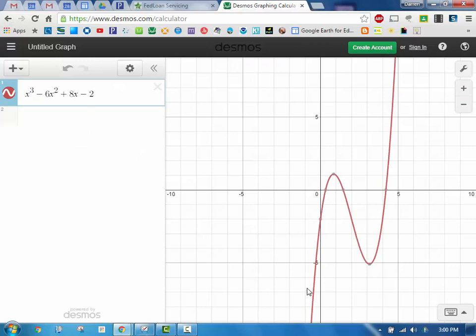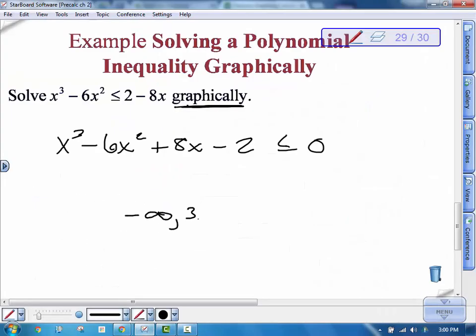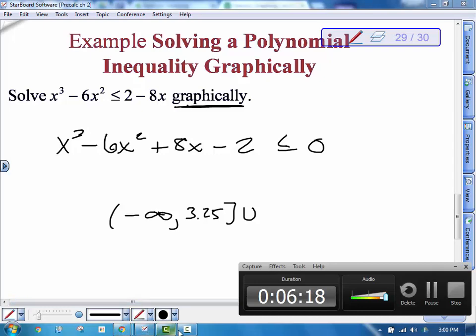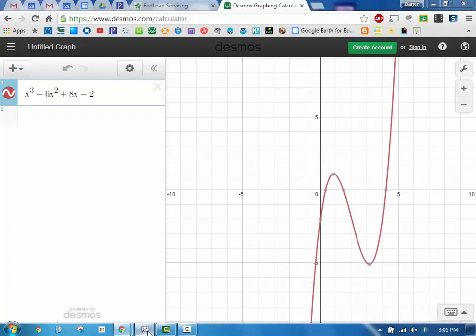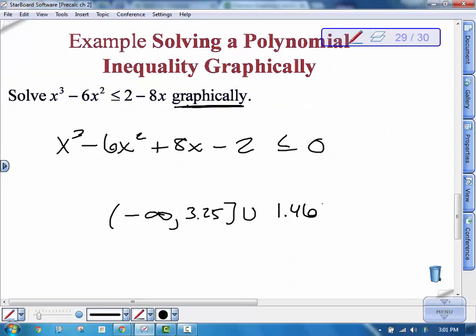which is solving the same thing, right? It's less than or equal to 0 from negative infinity all the way up to 0.325. And I can include 0.325 because that's a 0. It's also less than or equal to 0 from 1.461 to 4.214. And I can include both of those because it's equal to 0 there. So that would be the two solutions that you get.